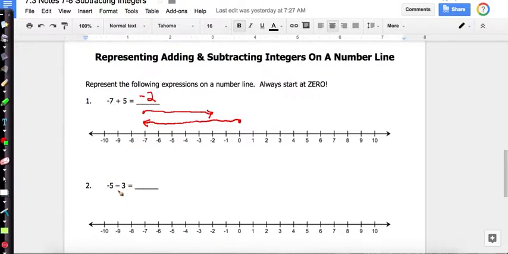Okay, look at number 2. We have negative 5 minus 3. So the easiest way to do subtraction is to do our shortcut here, which is KCC. So we're going to do negative 5. We're going to change subtraction to addition, and we're going to change the 3 to negative 3.